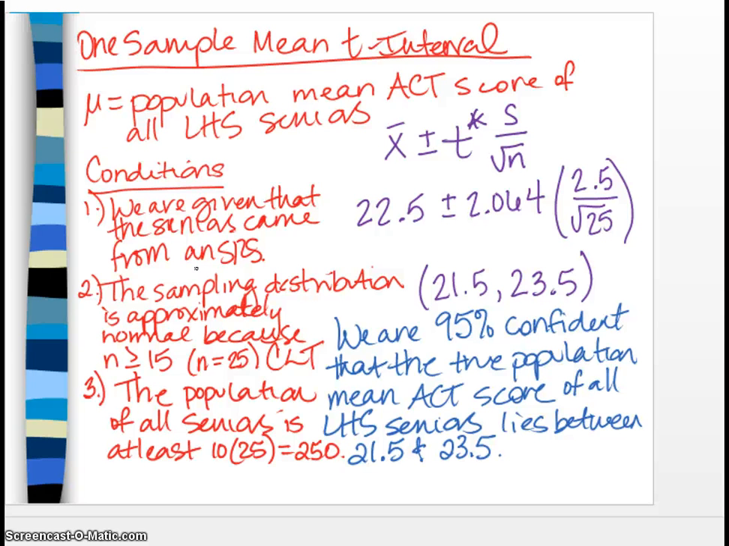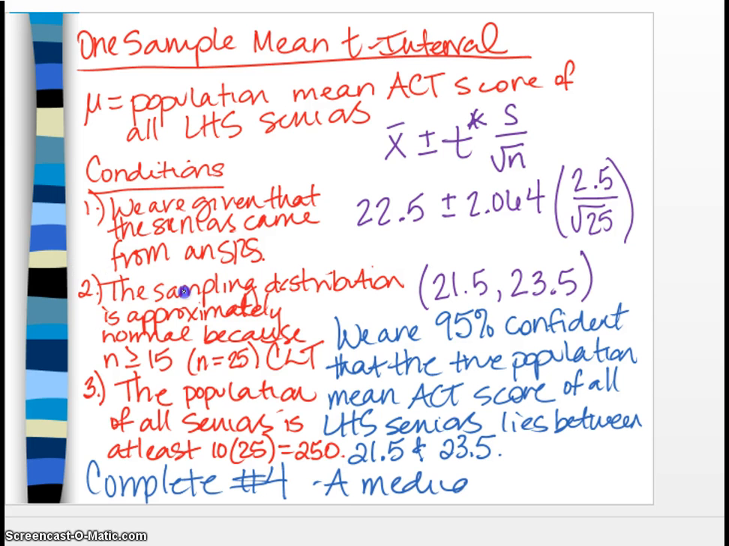So now what I want you to do is go into the homework part and do number 4. Complete number 4, not number 3, skip number 3. You should have already done 1 and 2. Now you're going to complete number 4, which starts out with a medical study of some sort. So go ahead and do that problem and bring that with you when you come in to class.